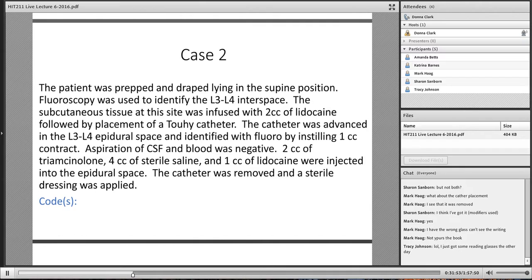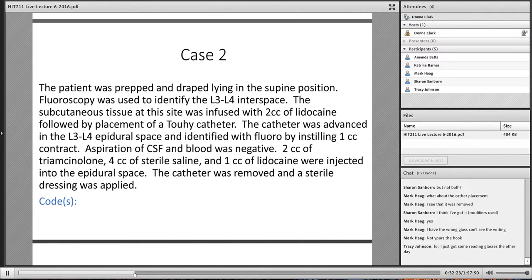So here in our case, we just had one injection. Now, you could have a situation in which you have multiple injections, but say they use just one needle and they just manipulate that one needle for the multiple injections. If that occurs, then you're going to report only one code. Now, if they move the needle and reposition it for another injection, then you can code twice.